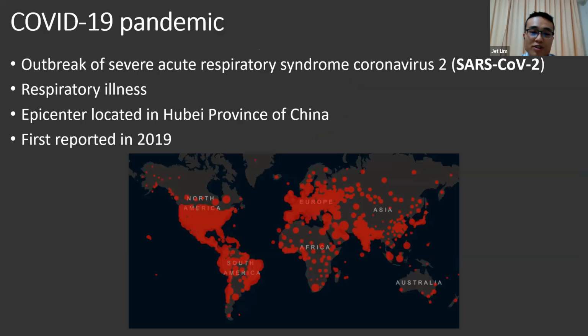It is the current outbreak of the novel coronavirus, severe acute respiratory syndrome coronavirus 2, or SARS-CoV-2. So SARS-CoV-2 is the strain of coronavirus that causes COVID-19, as we all know, a respiratory illness. Its epicenter is located in the Hubei province of the People's Republic of China, and it has since spread to numerous other countries. Now, as the name suggests, the COVID-19 pandemic was first reported in 2019, late 2019.